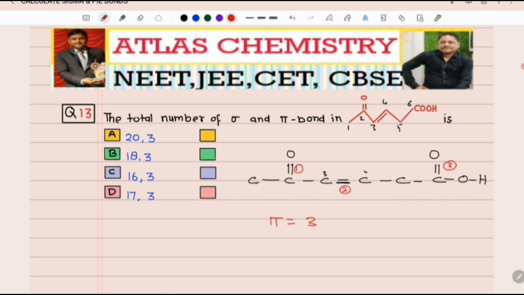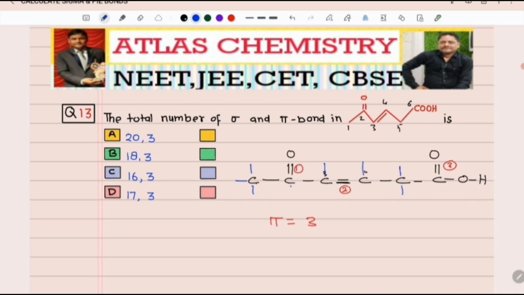So now we have to count the sigma bonds. First of all we have to maintain the valency. 1, 2, 3, here nothing is needed, one is needed here, one is needed here too, two are needed here, and here nothing is needed.